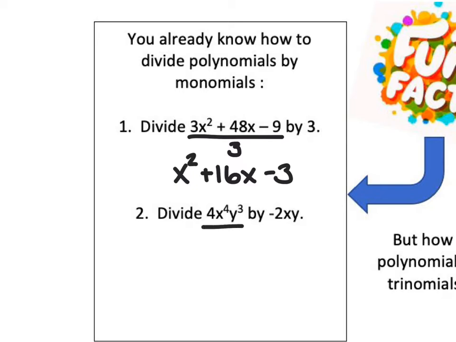Next, you're told to divide 4x to the 4th y cubed by negative 2xy. So I'm going to begin by dividing my coefficients. So 4 divided by negative 2 would be negative 2. Next, my x's have like bases, so x to the 4th divided by x would be x to the 3rd, because the rule is you keep your base and you take your top exponent minus your bottom exponent. And then finally, y cubed divided by y would be y to the 2nd. Again, keep your base and subtract your exponents.